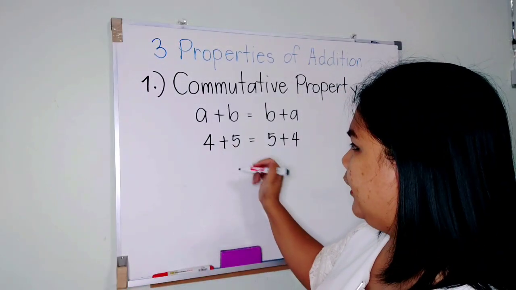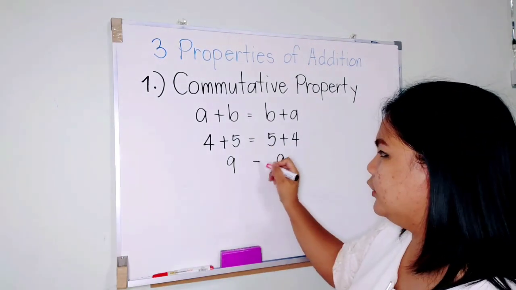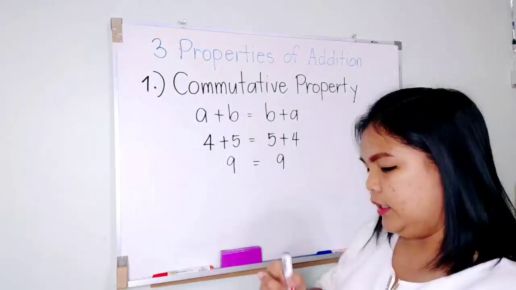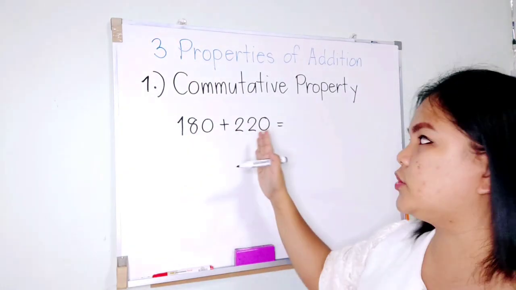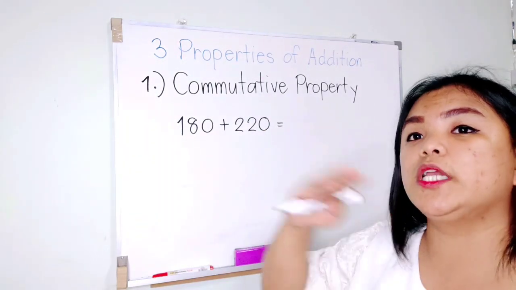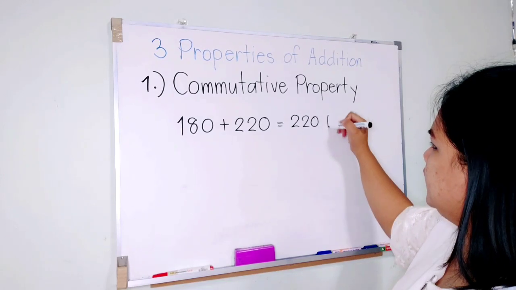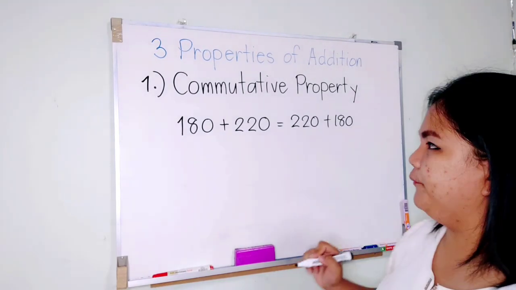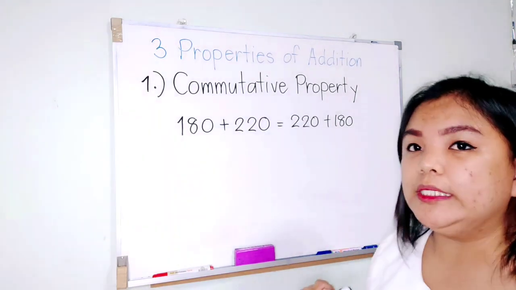So 4 plus 5 is 9. 5 plus 4 is still 9. So they are still the same. Okay, let's try. 180 plus 220. When you change their position, 220 plus 180, even if you change their position, their answer will be the same.